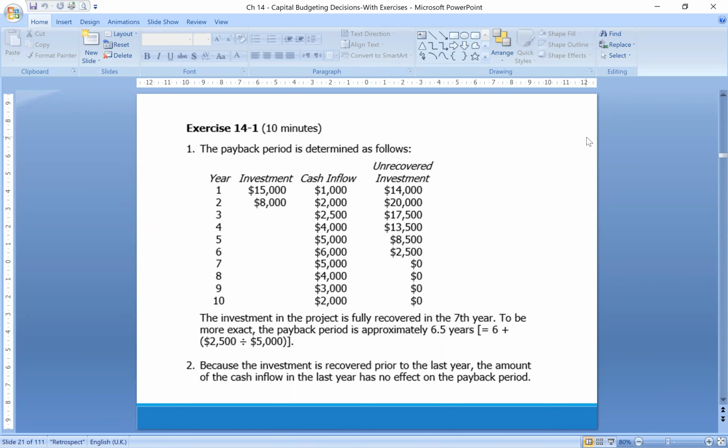We do have two methods for that. I prefer the counting. Start with the first year, 1 plus 2 plus 2,500 plus 4, and deduct it from the investment. Up to 6, we are recovering up to 21,500, right?